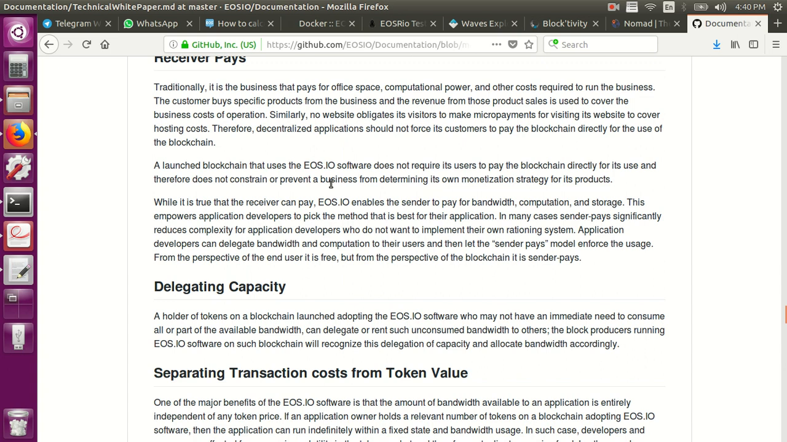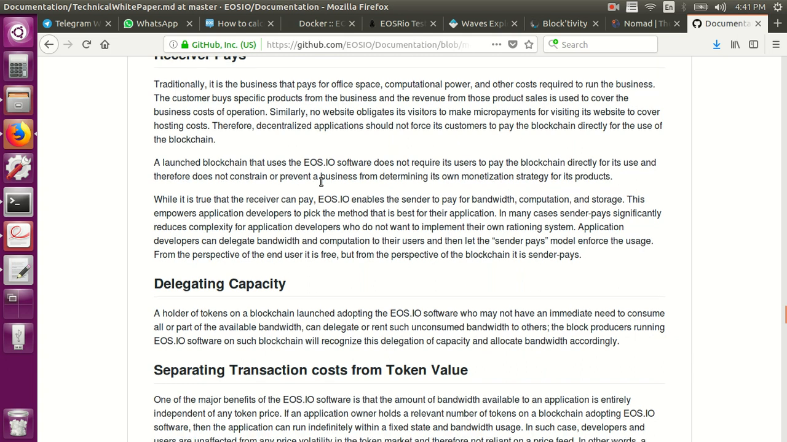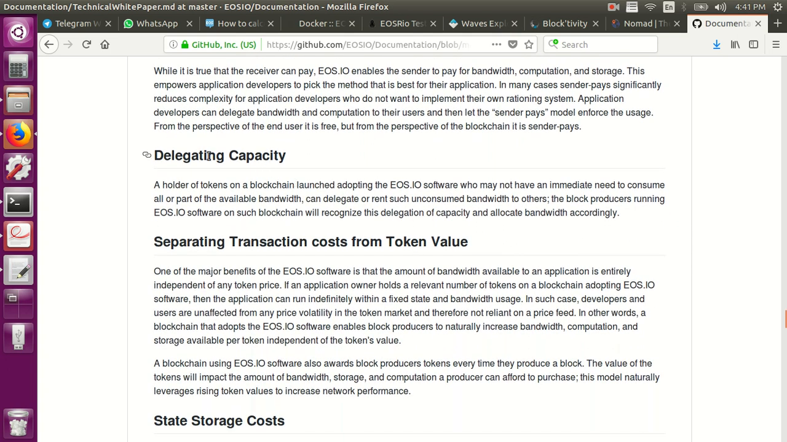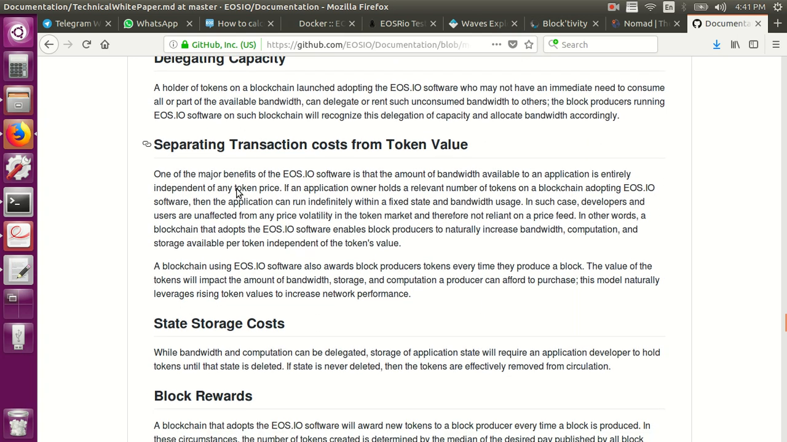What they've done is allow the community to decide. We're not going to place that burden on users all the time, and we'll let the developers figure it out however they want to do it. Another thing here is you can delegate your EOS stake. So if I'm not using my bandwidth, I can delegate it to somebody else who's building a DApp that I find interesting or something like that. I think this capability is actually in Steemit as well. It's a similar concept between the two blockchains.